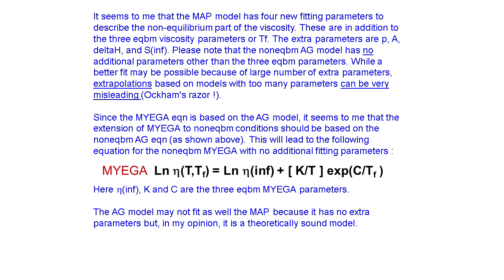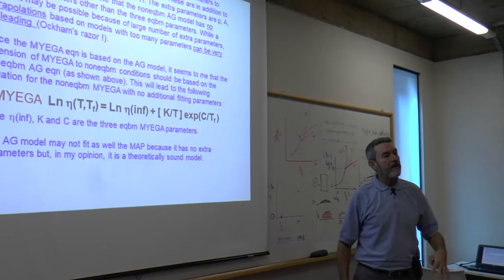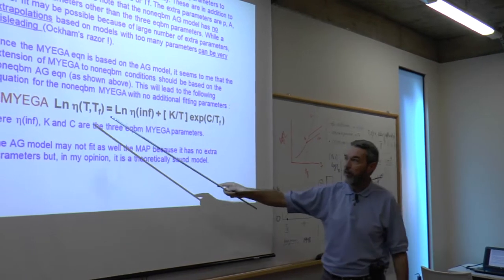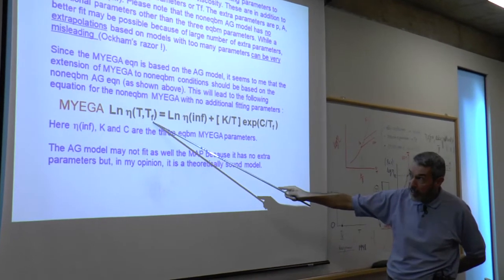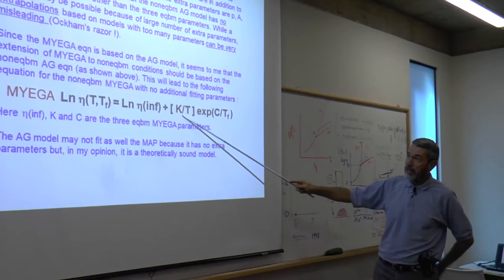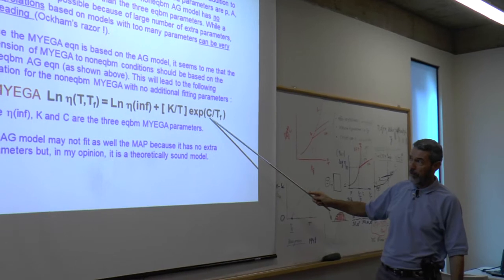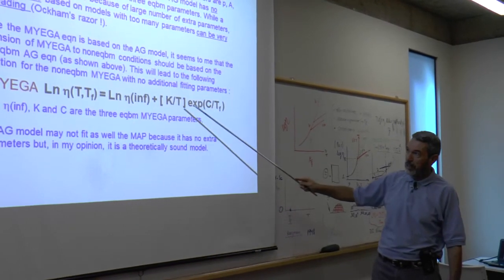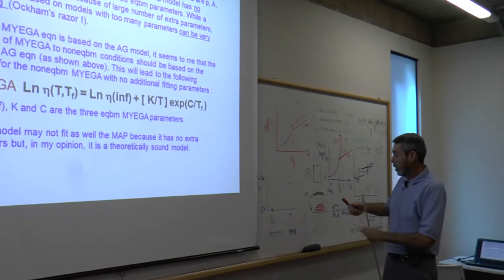You can also use the MYEGA equation. If you recall, one of the equations of the list is the so-called MYEGA equation, but that MYEGA equation was derived from the Adam-Gibbs equation. So you can also use that equation. The log of viscosity for a given TF is log of viscosity at very high temperatures. K is one of the terms of the MYEGA equation, and C is another term of the MYEGA equation.